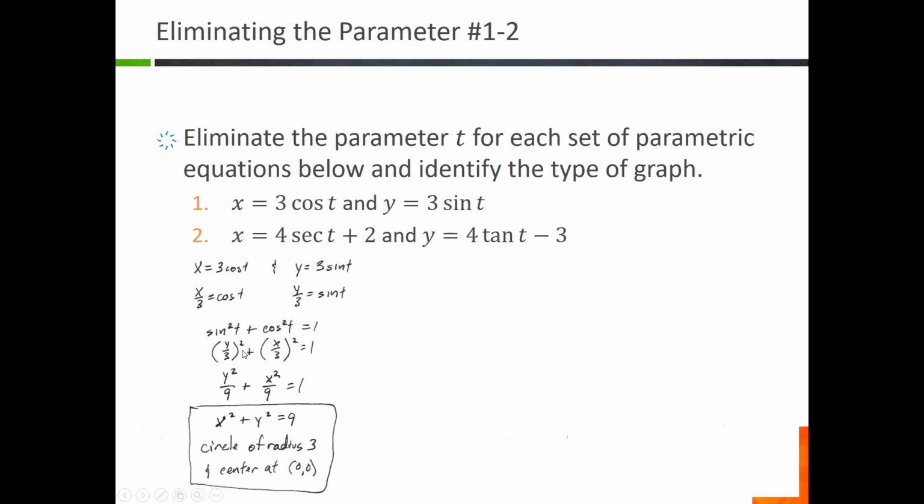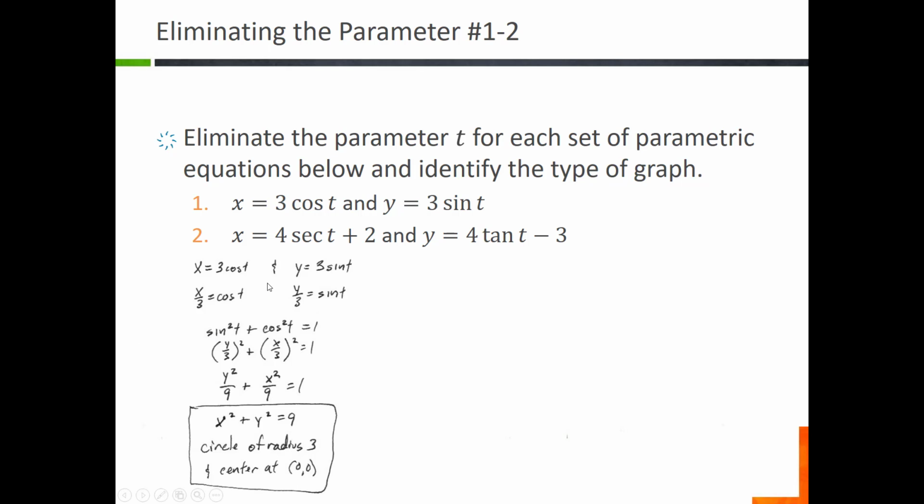If I simplify that a little bit, I get y squared over 9 plus x squared over 9 equals 1. I could multiply the 9 throughout, and we get x squared plus y squared equals 9, and that is a circle of radius 3 centered at the origin. So that's how we can eliminate the parameter using the Pythagorean identity when we have trig functions.